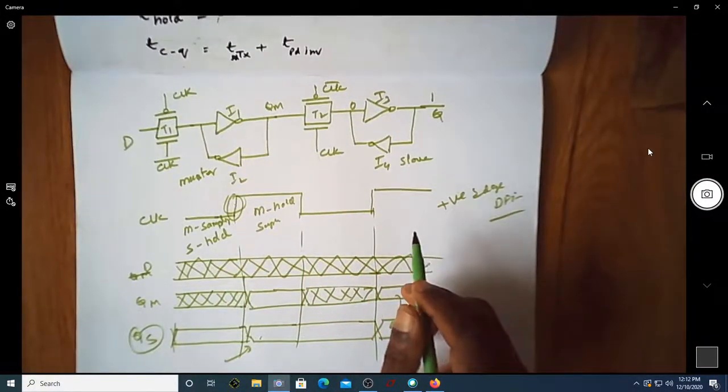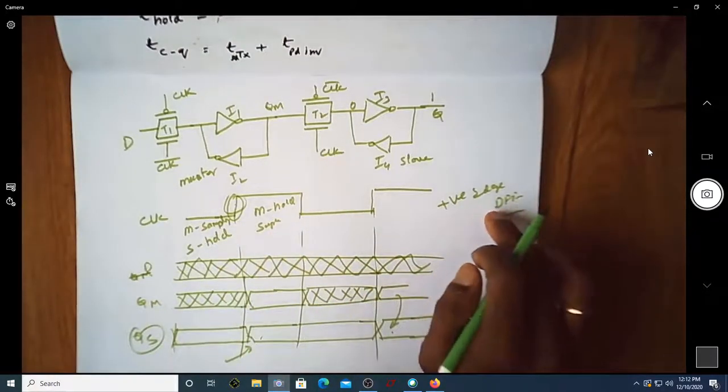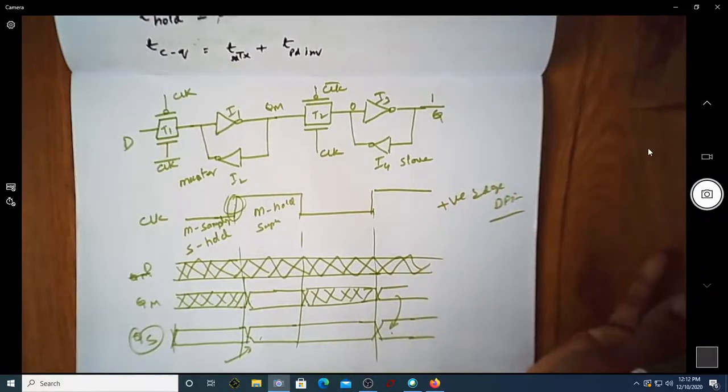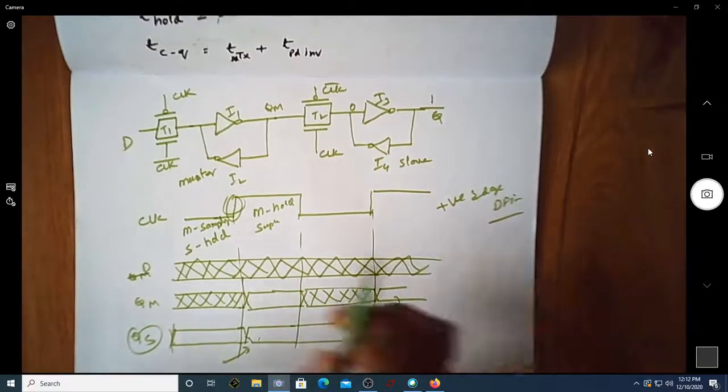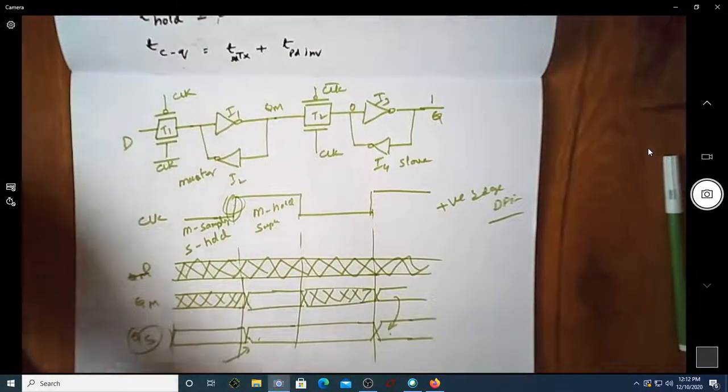In this way, we can operate this type of positive edge flip-flop with relatively greater speed. Of course, let us try to understand what difficulties are faced in this particular type of configuration.